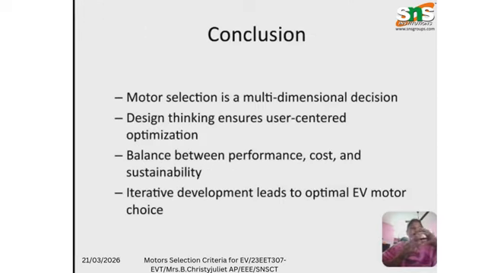Now let's summarize what we have discussed so far through this video. Motor selection is a multi-factor decision. We use a structured approach: we defined what we need, then we ideated, then prototyped, and tested it for a real-time proper selection for the application. We balance performance, cost, and sustainability. A good motor selection leads to better EV performance.